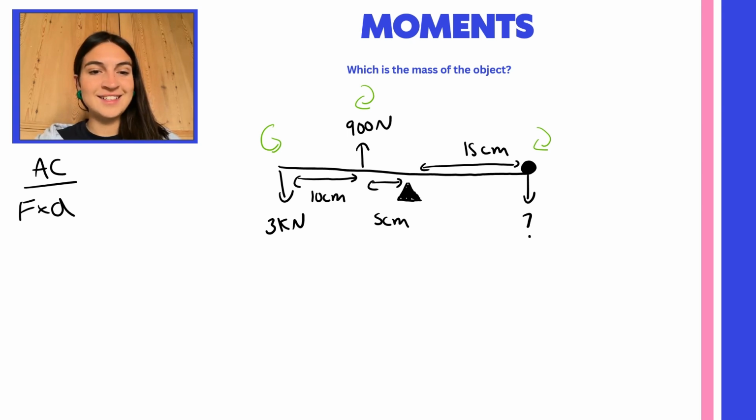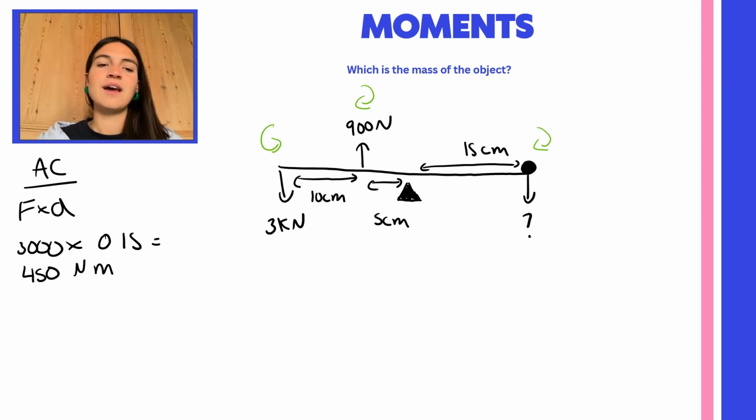And the distance in total, you can see from the bottom there, that 3 kilonewtons is 5 plus 10 centimeters away from the pivot. So it's 15 centimeters. But I need these in newtons and in meters to help me out here. So 3,000 newtons times 0.15 meters gives me a moment of 450 Newton meters.